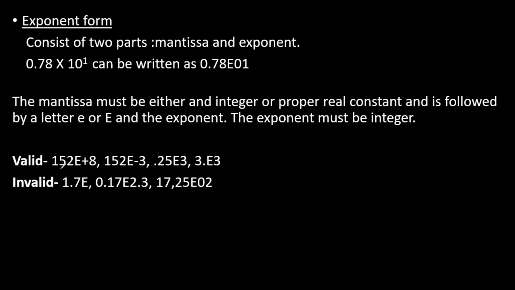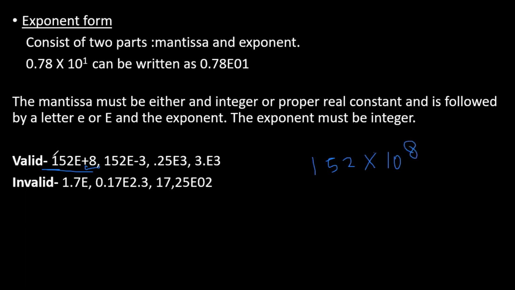Now here we have 152e+8. What does that mean? 152 is the mantissa, so you write it like this. Now write the multiplication sign. E will be replaced with 10. Now this is your exponent, so it is 8.